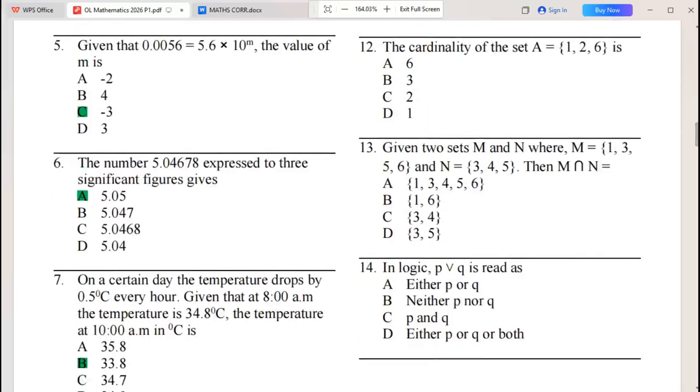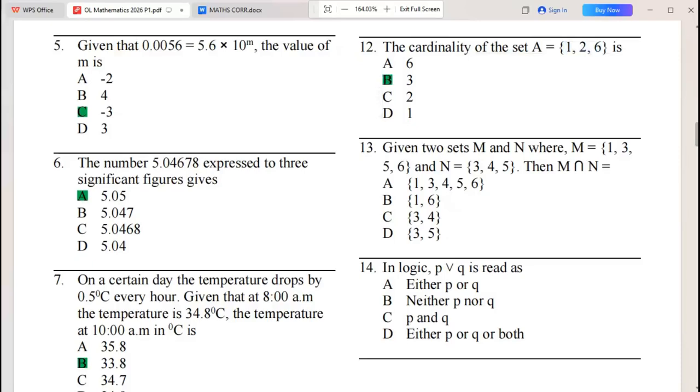Question 12, the cardinality of set A, which is equal to {1, 2, 6, 8}. The cardinality of a set is equal to the number of elements in that set. The number of elements in set A is equal to 1, 2, 3. So the cardinality of A is 3, which is B.